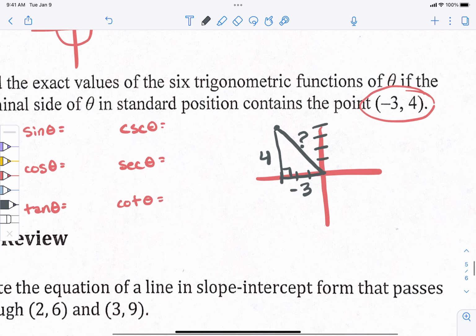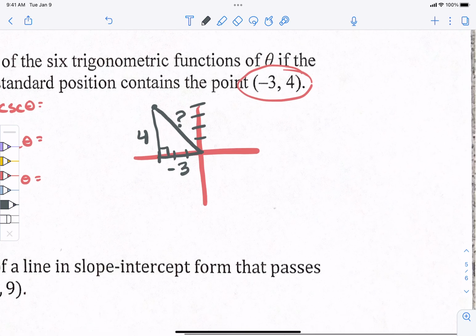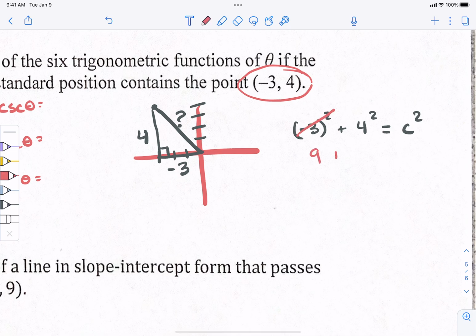Some of you guys probably know already that that's going to be 5, but if you do the Pythagorean theorem, it's -3 squared plus 4 squared equals, we'll call it c squared. Okay, -3 when you square it is +9. 4 squared is 16, and then you have c squared. 9 plus 16 is 25, and if I take the square root of 25, it's 5. So that's how you know that that is that value. I'm going to get rid of this question mark, and I'm going to put 5 in its spot.